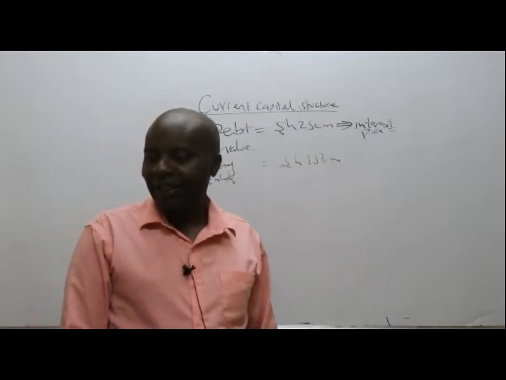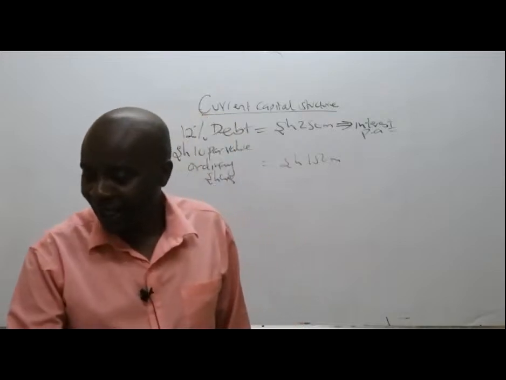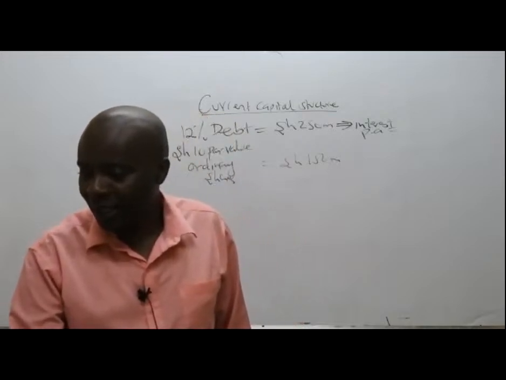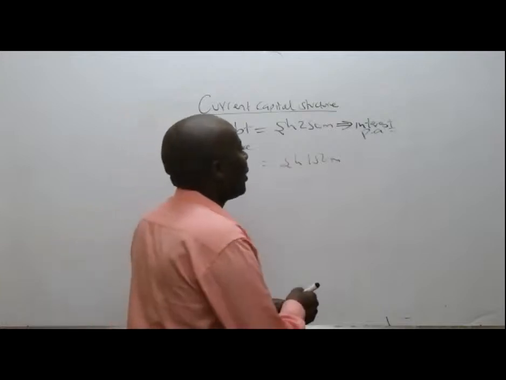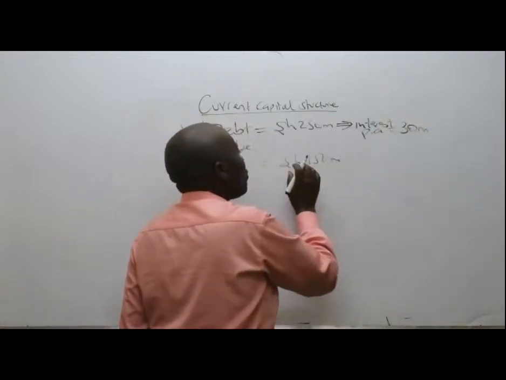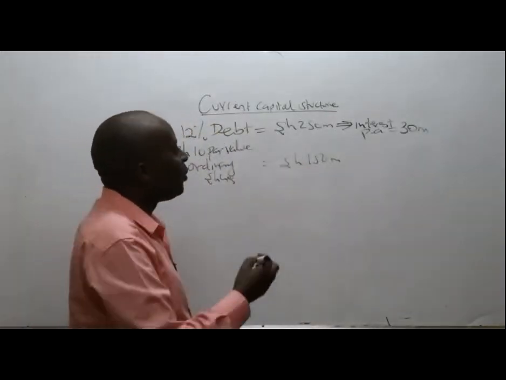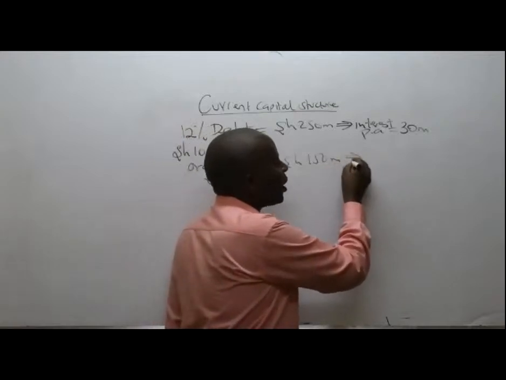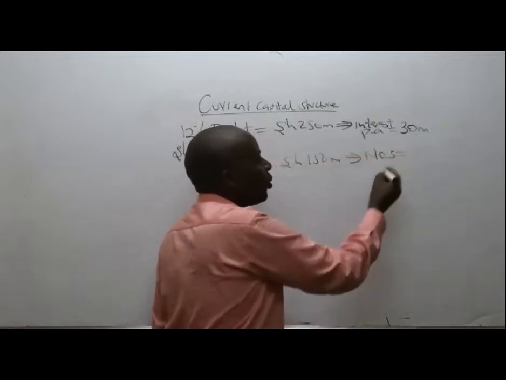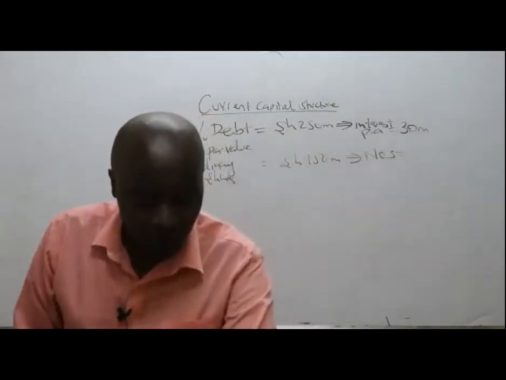12% of shillings 250 million comes to how much? 30. So the old interest is 30 million. How about when I see equity shares, shillings 10 par value, I'll be interested in the NOS. NOS is the number of ordinary shares.